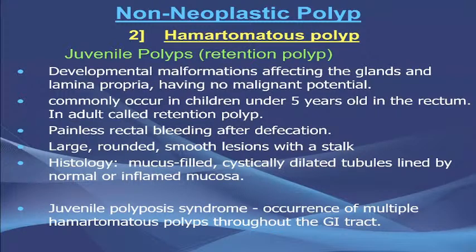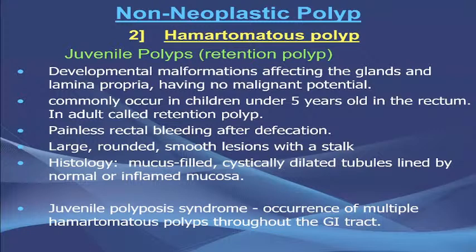Often they present with painless rectal bleeding after defecation, or the mother may notice a polypoid lesion after defecation in the child. And of course, it can be very alarming. They may be large, rounded, smooth lesions with a stalk. So they are often pedunculated. But histology shows that it's composed of dilated tubules that are filled with mucus and lined by normal or inflamed cells, and the surface may be ulcerated.